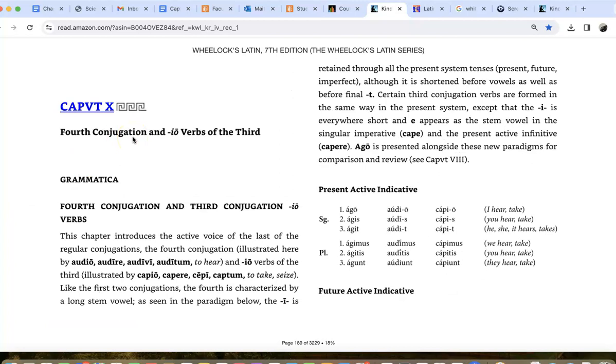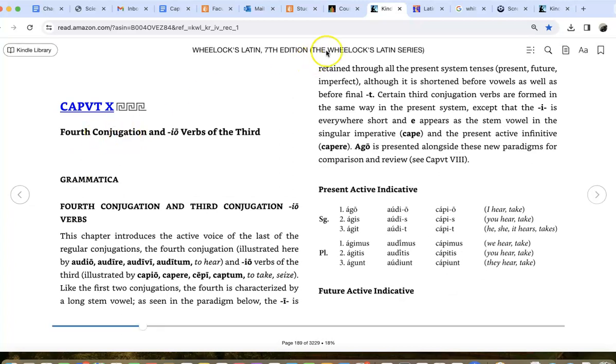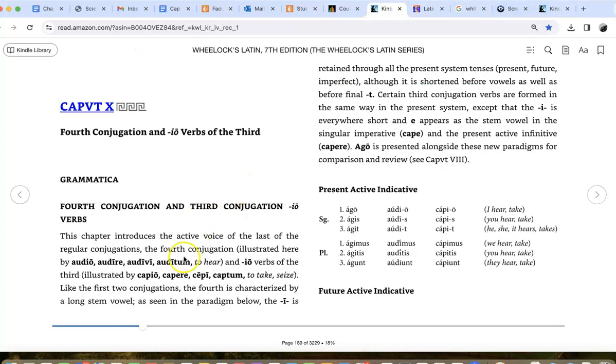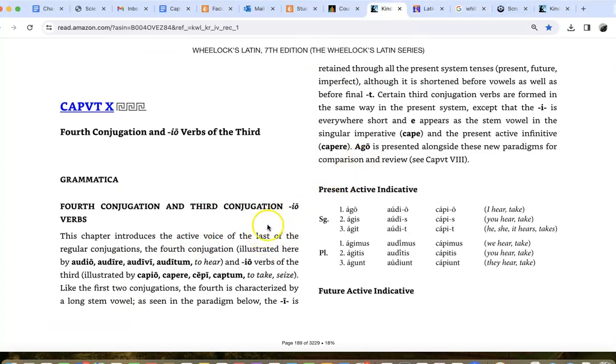This is fourth conjugation. Fourth conjugation, we're talking about verbs. Don't forget that verbs have conjugations and nouns have declensions. So this is an important distinction to keep in mind. As your book points out, you'll want to read this on your own. If we were having a class in person, we would read this together in class, but I trust you can read this on your own. By fourth conjugation, we are talking about verbs that end in -ire.